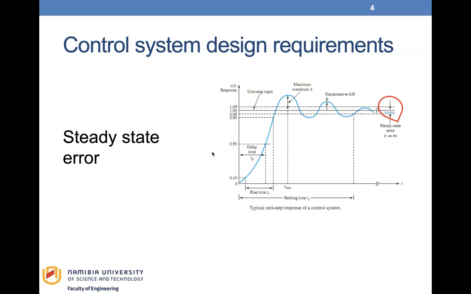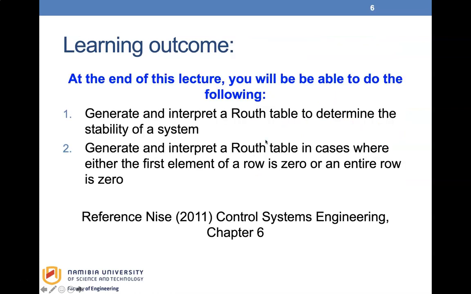The next important thing in control system design requirements is steady state error. And this is the state of the system as time goes to infinity. And we'll be looking at this in subsequent lectures.